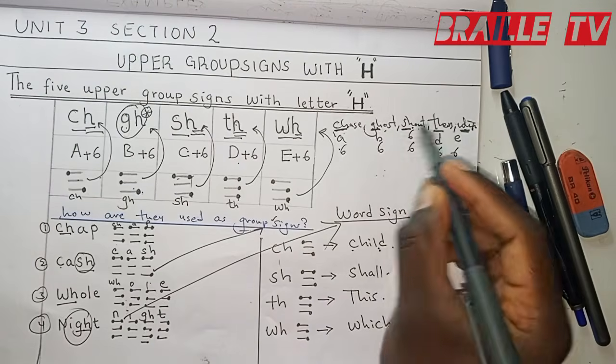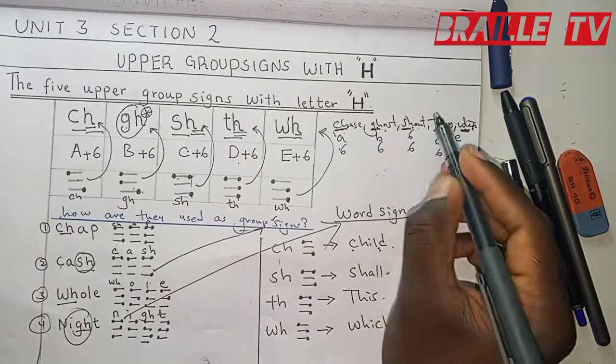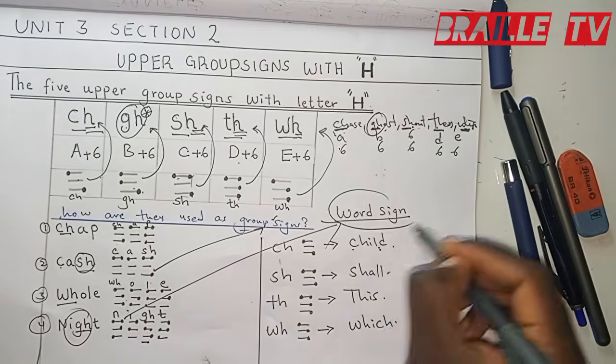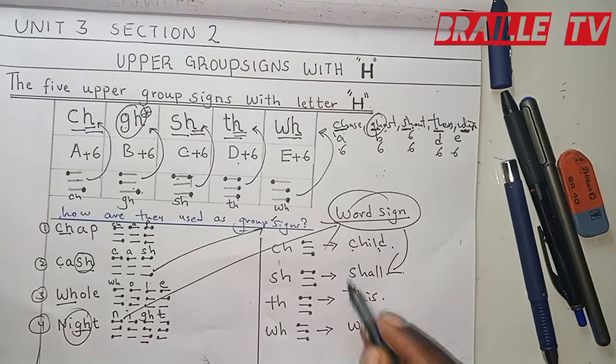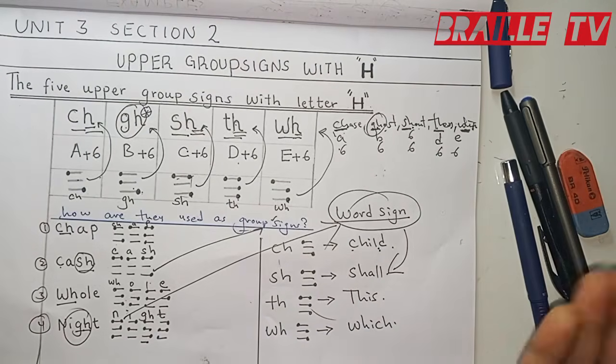And we said all these group signs, apart from GH, have word signs, and those word signs are here, and we have used them in examples, and I believe you have understood.